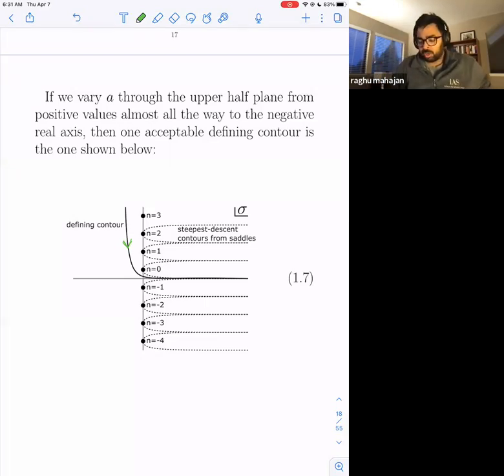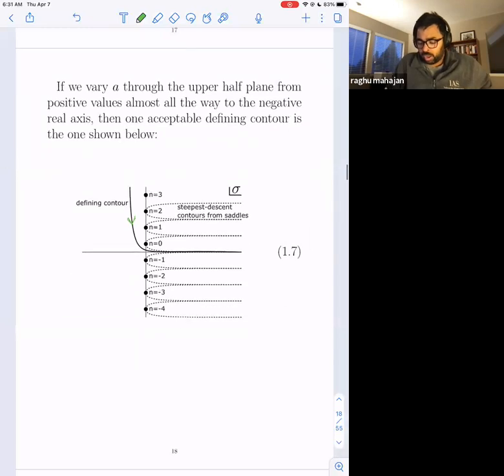So you see that you can take the defining contour and you can just wrap it like this through all of these guys. So that is why you only sum over n equals 0, 1, 2, 3, etc. And these lower ones don't count. They don't fall on the contour when you deform it.